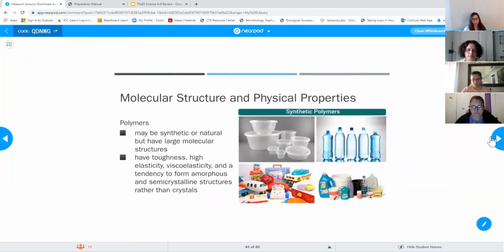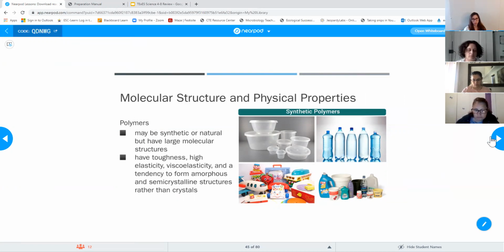And then polymers, they can be either synthetic or natural, but they have really large molecular structures, okay? Meaning that they're made up of a lot of atoms. And because of that, they have these unique characteristics, such as toughness, high elasticity, viscoelasticity, and a tendency to form amorphous or semi-crystalline structures rather than crystals. So they won't actually form a crystal, just kind of a glump.